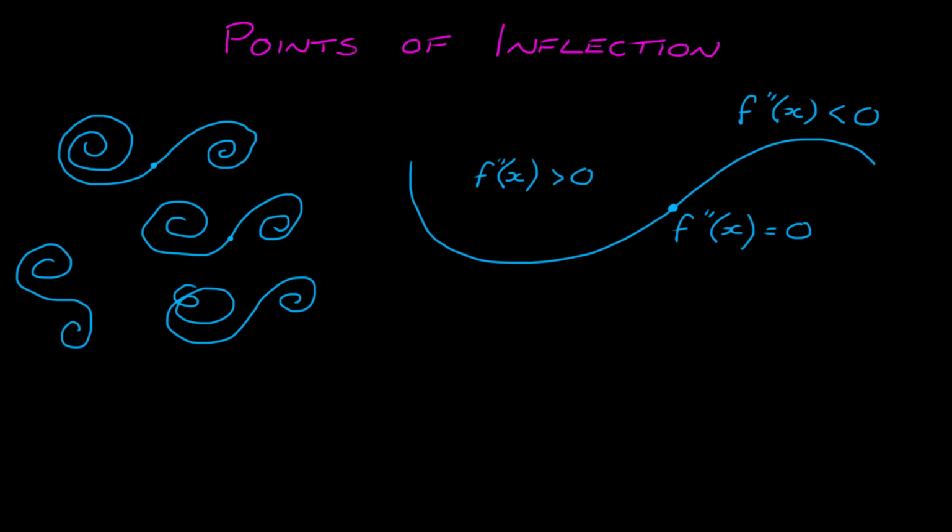All points of inflection, points where the function goes from having concavity up to concavity down or vice versa, will have to pass through a point where the second derivative is 0, and that is our point of inflection.